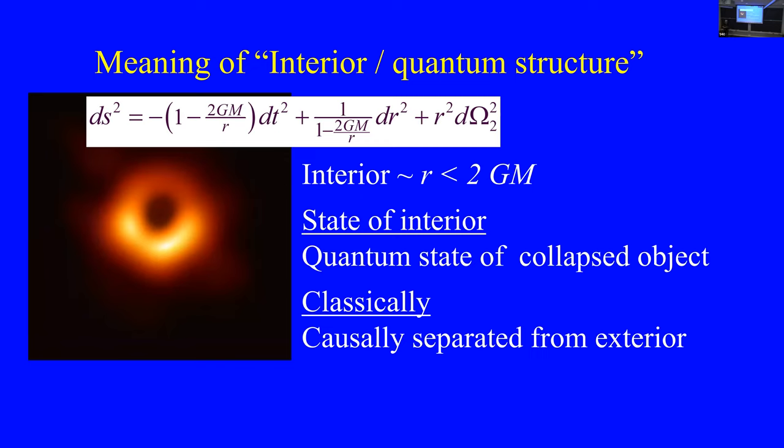Okay, now what do I mean by interior? This is supposed to be a picture of a black hole. It's not really a picture of a black hole, but it still helps to visually focus the ideas about what I mean by the interior. What I mean by the interior is the quantum state, the state of the matter that collapsed and fell and created the black hole. There is some spherical object, and this is a visual picture of that object. Classically, as we know, this state is causally disconnected from the exterior.